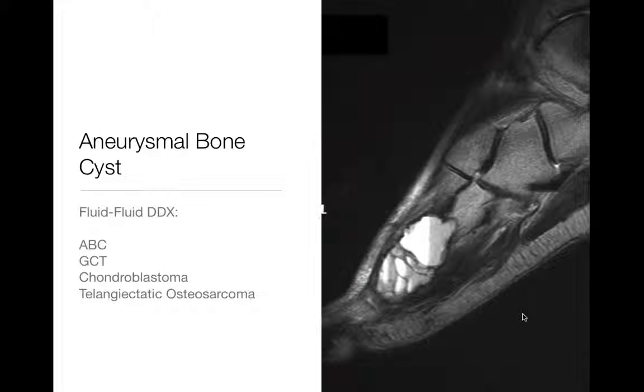Generally, I don't think you should be diagnosing bone tumors in MR without looking at the radiograph. If you don't have the radiograph, you're going to get yourself in trouble. But if you just have fluid levels, common things to think about are going to be an aneurysmal bone cyst, a giant cell tumor, also have fluid levels.